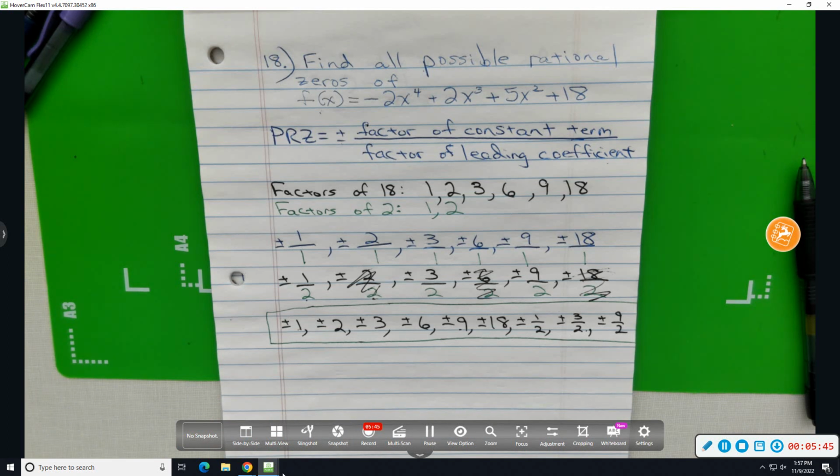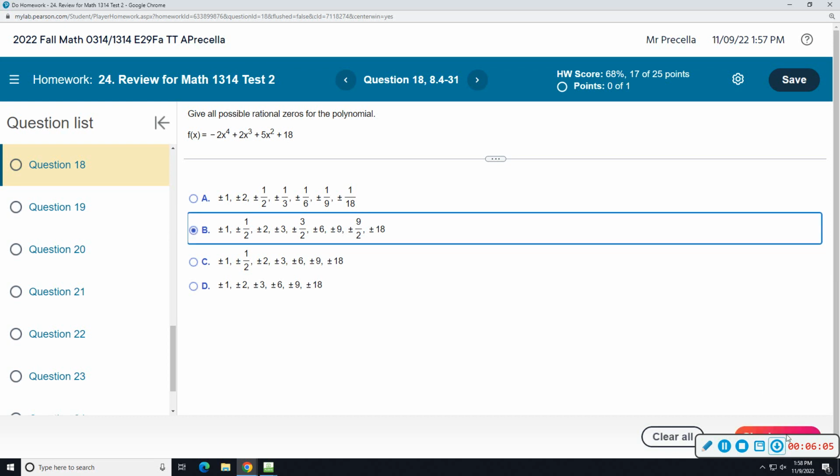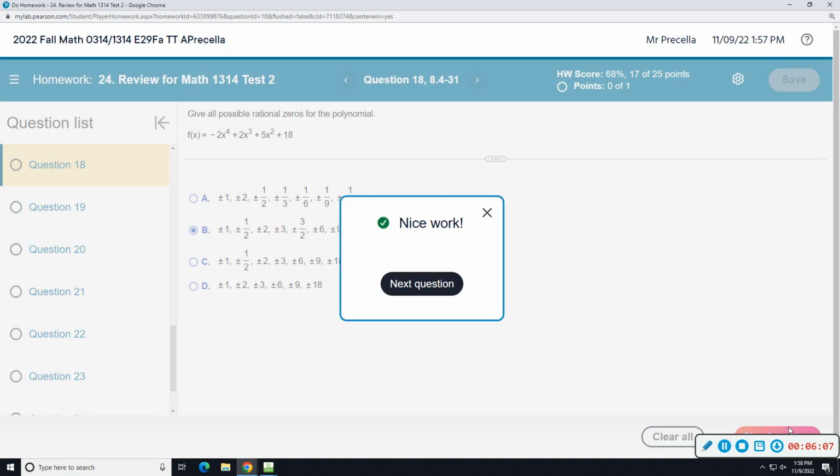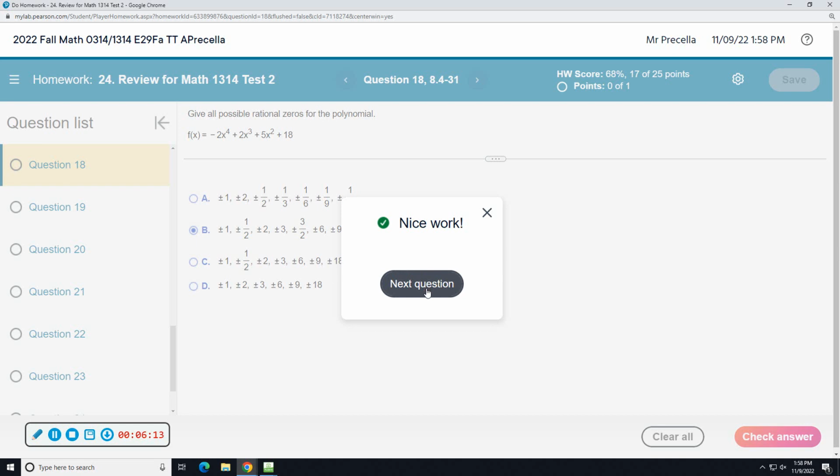So, switching back to the problem, it's a multiple choice. Now, the order in which they're written doesn't matter. I think it's B: 1, 1/2, 2, 3, 3 halves, 9, 6, 9, 18, 9 halves, yeah. Any questions there?